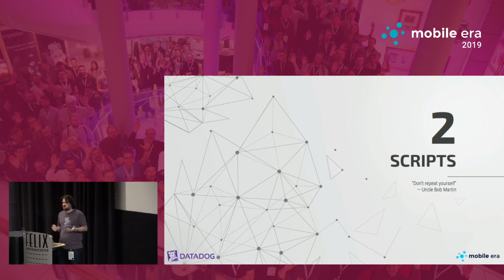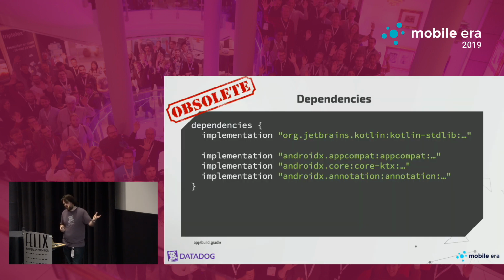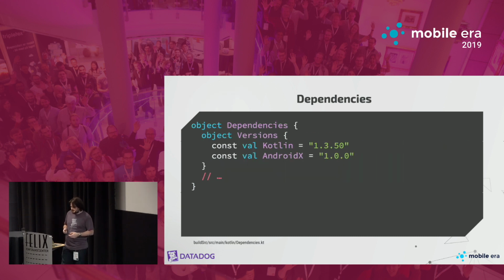First thing I mentioned was dependency management. The idea here is to write once and use everywhere, especially if you have lots of modules in your project. So we're used to having something like that. You have your dependencies block where you have the implementation of Kotlin and AndroidX and RxJava and OkHttp and everything. The idea here is in your build source module to create an object, which is basically a singleton, Dependencies, where you're going to say, these are my versions, and you can name them.